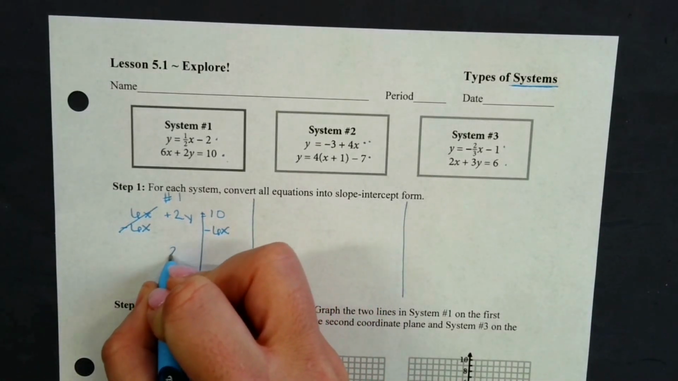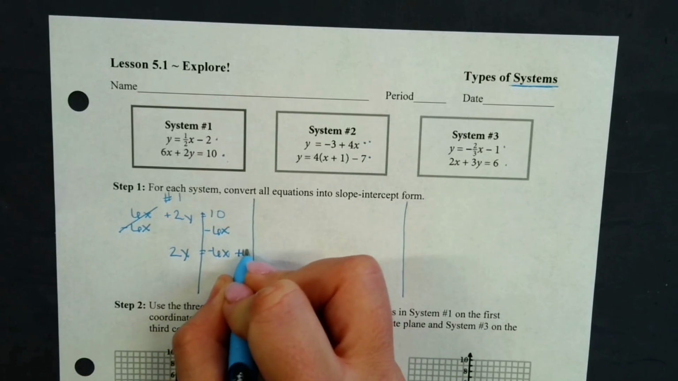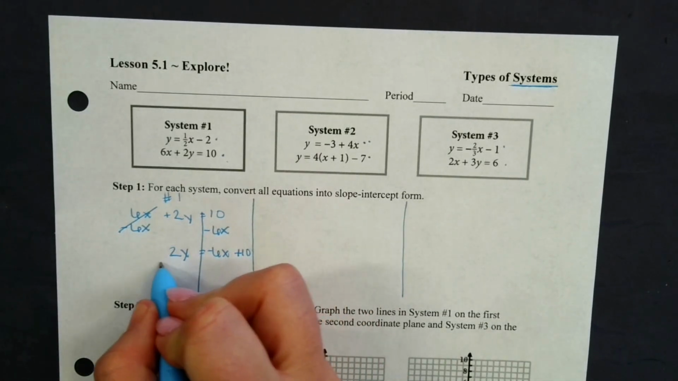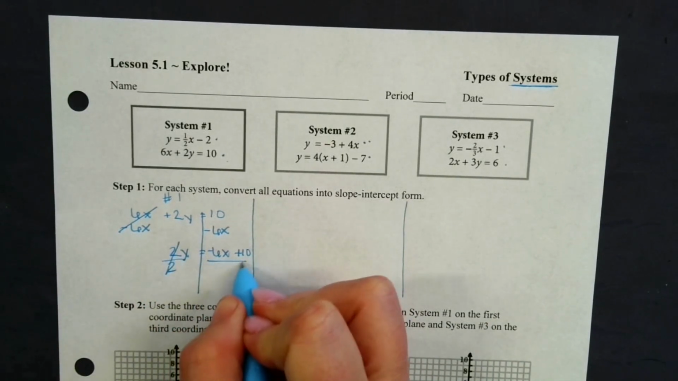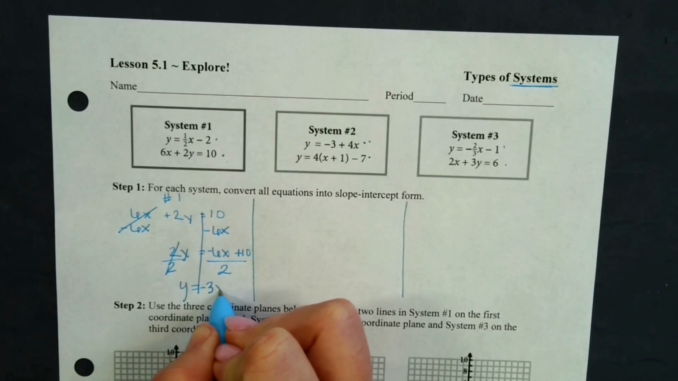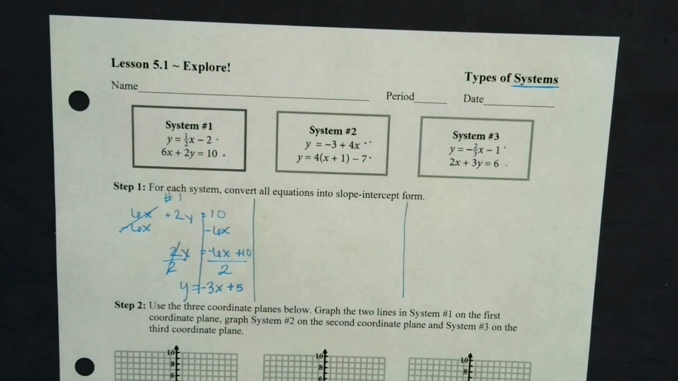So now I have 2y equals negative 6x plus 10. What is it that you'd like me to do next? Divide by 2. So I have y equals negative 3x plus 5. Do you agree with that? Okay.